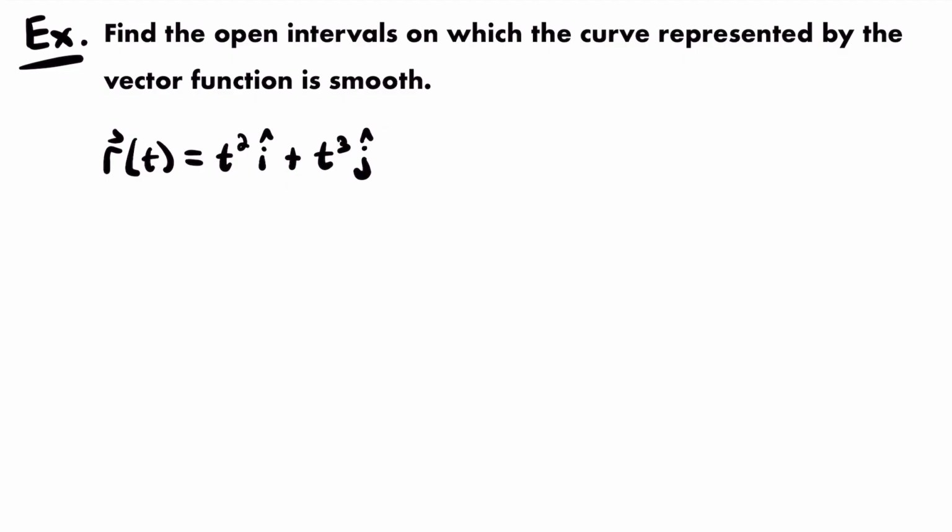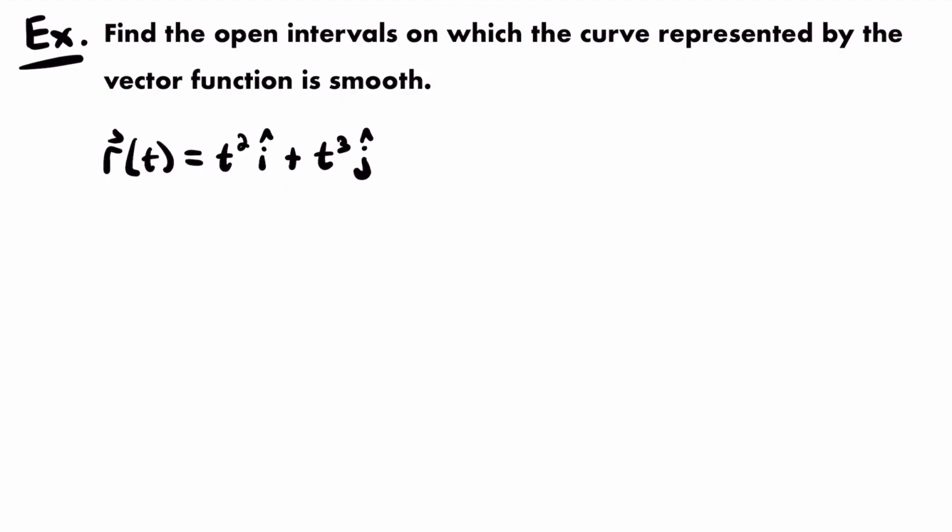smooth. All right, and so what we're going to do is take the derivative of this vector function, and then we're going to look for 2 things. We're going to look for any values of t for which the derivative might be undefined, because that's where it would not be continuous, and so therefore the curve would not be smooth. But then we also want to check to see if there are any values of t for which both of the derivative's components are equal to 0.